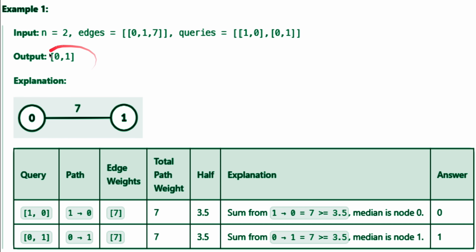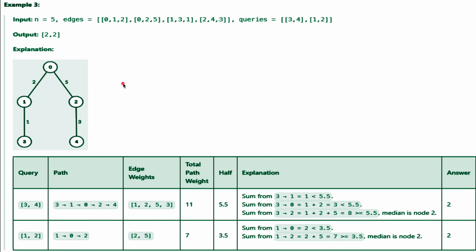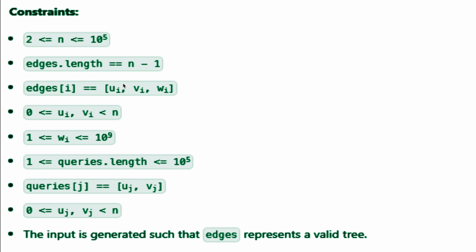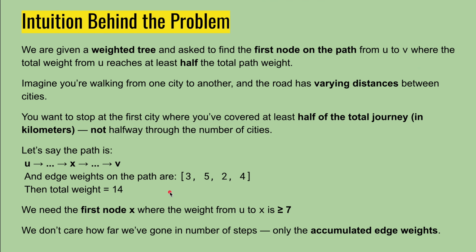A couple of examples are given, so you can go through them. We will not talk much about them in this video. The constraints are also given, so you can pause and go through them. Now, what is the intuition behind the problem?